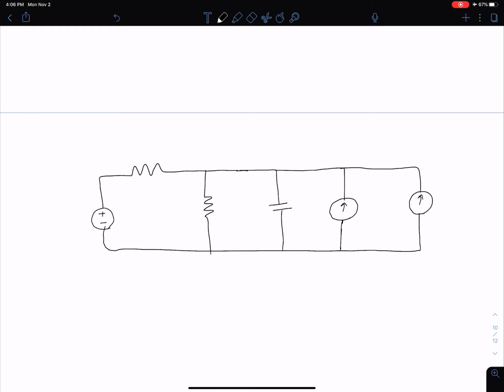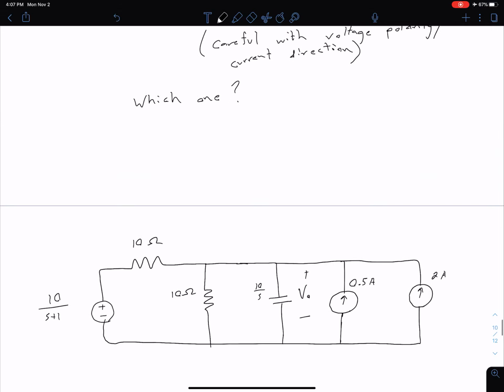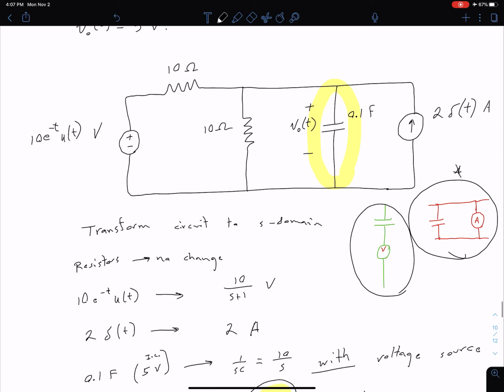So the value of this voltage source we said was 10 divided by s plus 1. We have two 10 ohm resistors. Our capacitor has an impedance of 10/s. Our current source from our capacitor has 0.5 amps. And we have a 2 amp source here. And this is our V0 of S. So one thing to note, if we had chosen this voltage source in series with our capacitor, the voltage V out of S would be across both of those things. So remember, this would be our V out of S here, as opposed to, in this case, it looks something like this.